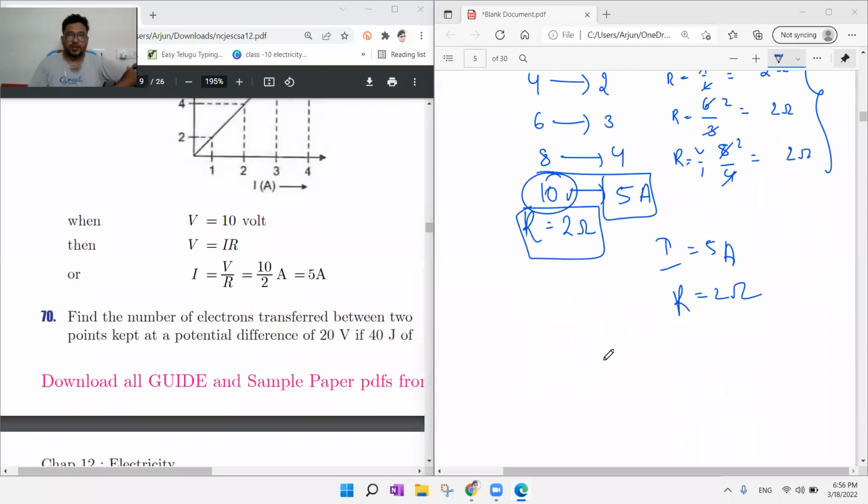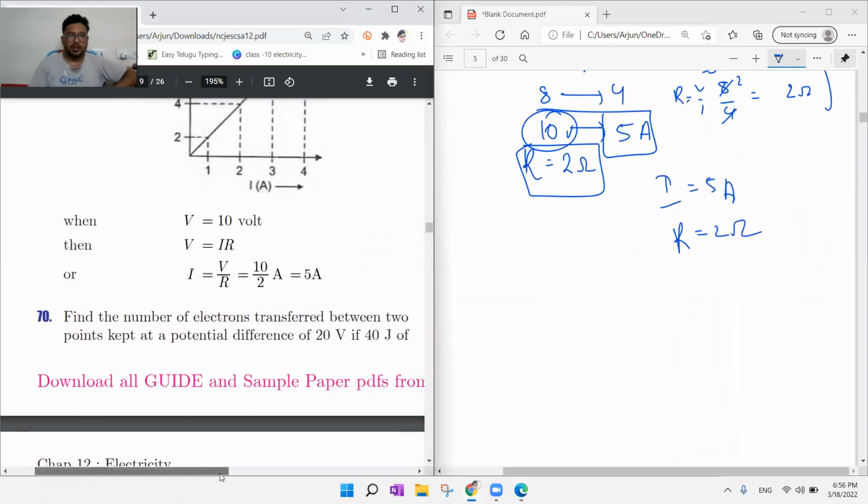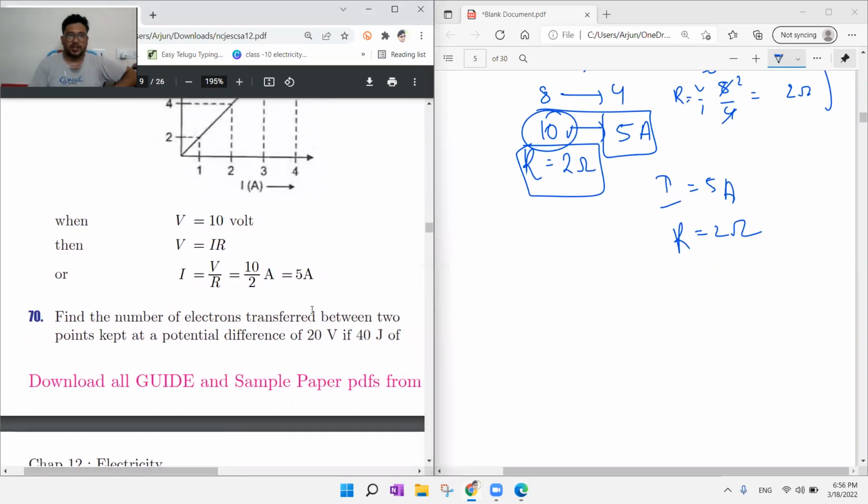Then question number 70. Find the number of electrons transferred between 2 points kept at a potential difference of 20 volt if 40 joule of work is done. Okay, given data: voltage value is equal to 20 volt. What they asked: find the number of electrons, n value is equal to question mark, transferred between 2 points kept at potential difference 20 volt, V is equal to 20 volt. If 40 joule of work or energy or heat, we'll try to see.